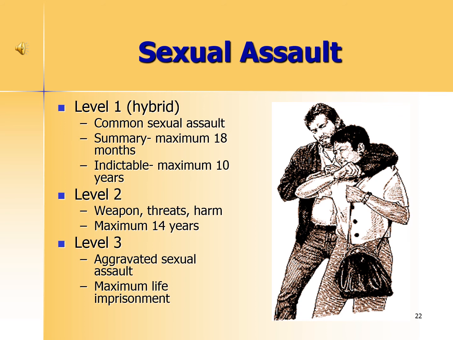Level 2 is a sexual assault that involves weapons, threats, actual physical harm, and here the penalty is a maximum of 14 years. And again, level 2 is an indictable offense. Okay, it's not a hybrid offense. It's prosecuted solely as an indictable offense. And then level 3 is the most serious form of sexual assault.